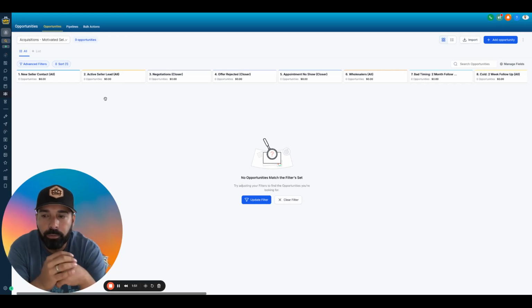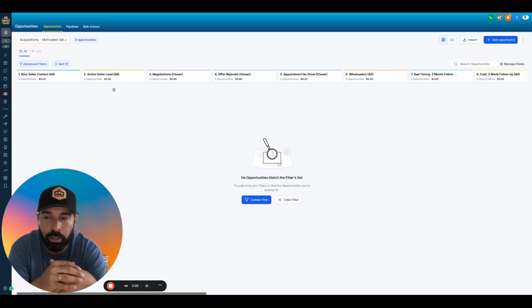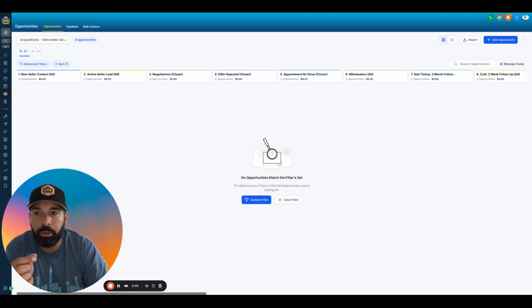After that, whenever they respond, they reply to a text message or an email, or they call in, they get moved over to the active seller lead bucket. The active seller lead bucket is where we know that you've responded, we've acknowledged it, and we get an AI bot to try and schedule them. As of this date, we have an AI text bot and a voice AI bot as well. Really, the ultimate goal is to get them to book an appointment or just start negotiations with a closer.